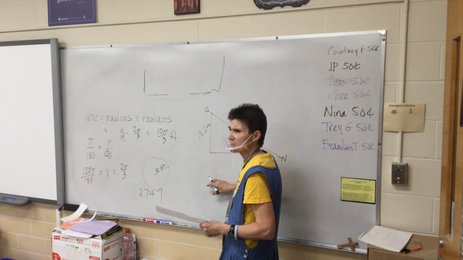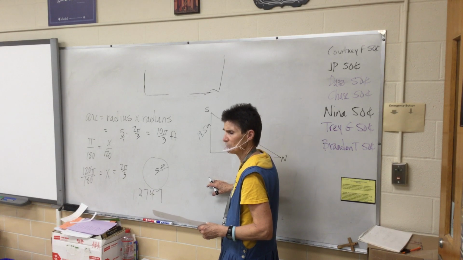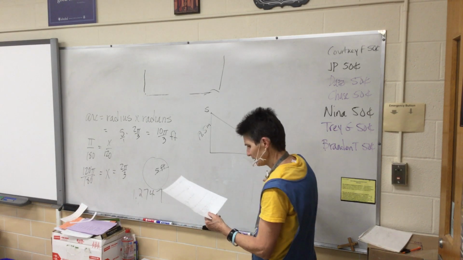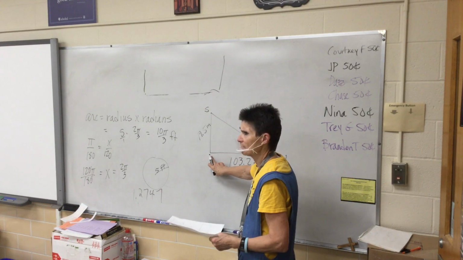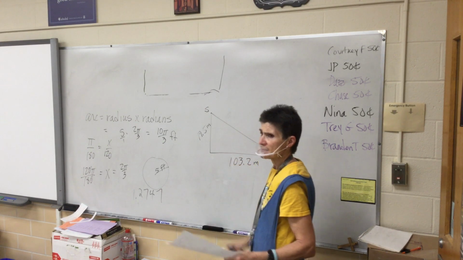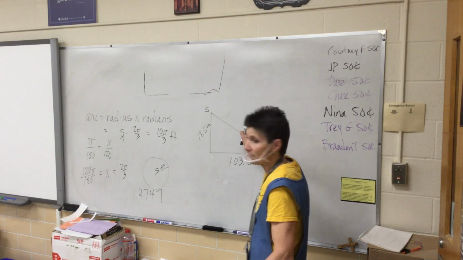We had a problem like this in our homework, and some of you did not put the label or the number in the right spot. This clearly says 103.2 meters from the base of the tree. If it said 103.2 meters from the squirrel, that would be the hypotenuse.